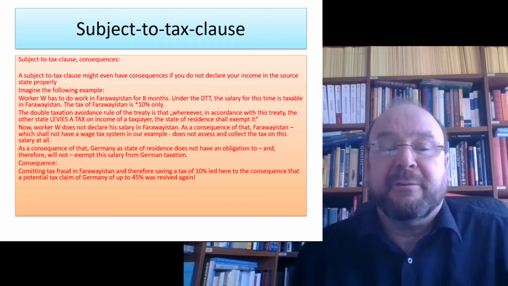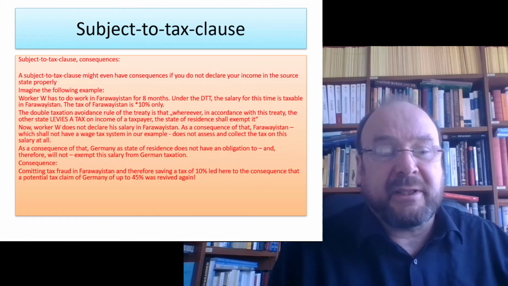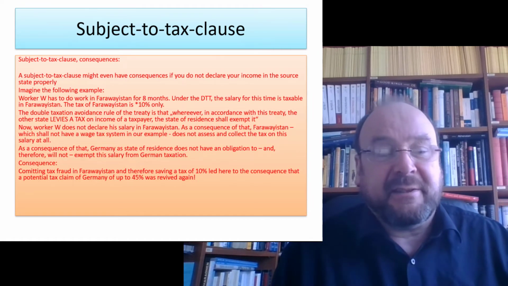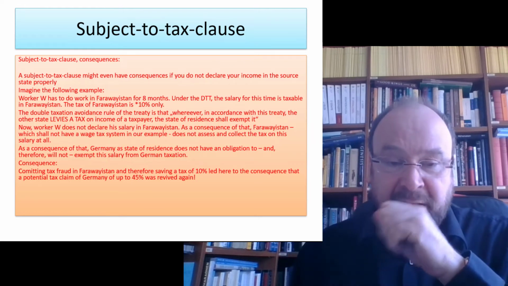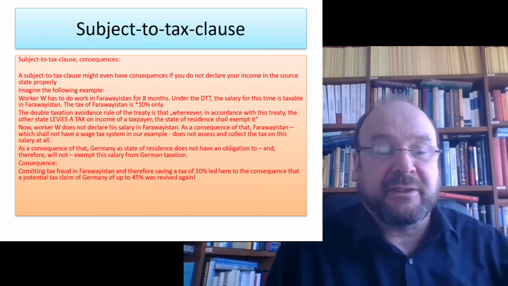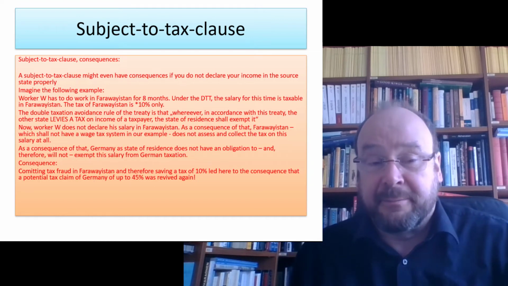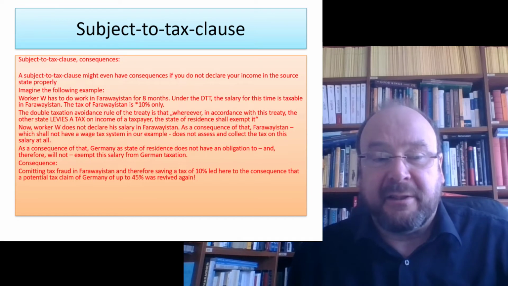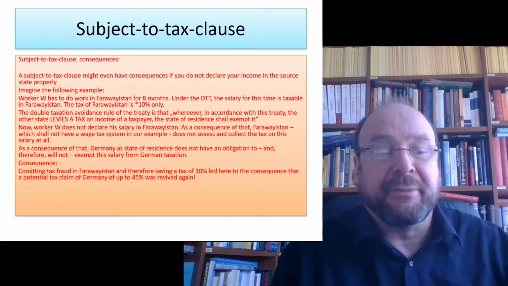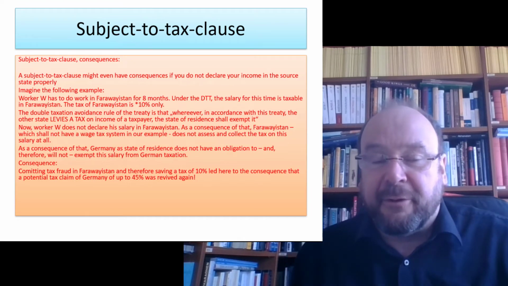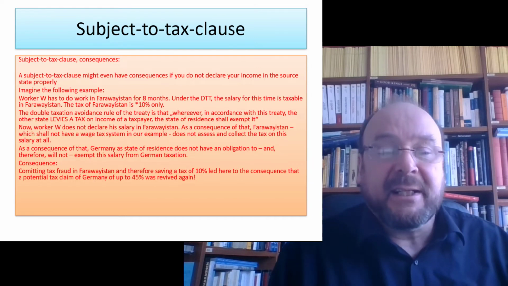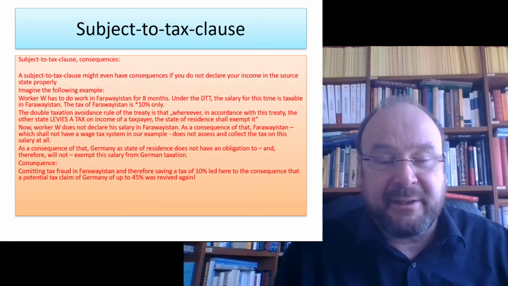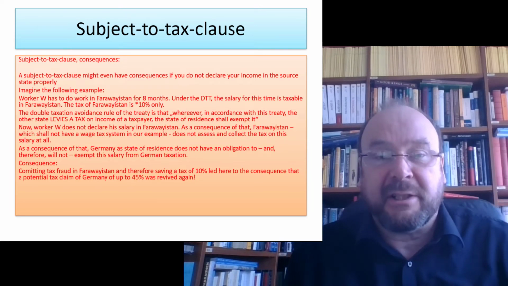For example, if you have a worker who does work in Faroese for 8 months, where the tax level is 10% only. If under the double taxation treaty, the wages for this time can be taxed in Faroese, these salaries should be exempt in his home state, let's say in Germany. Now, if the double taxation avoidance rule of the treaty says, wherever in accordance with this treaty the other state levies a tax on income, the state of residence shall exempt it.